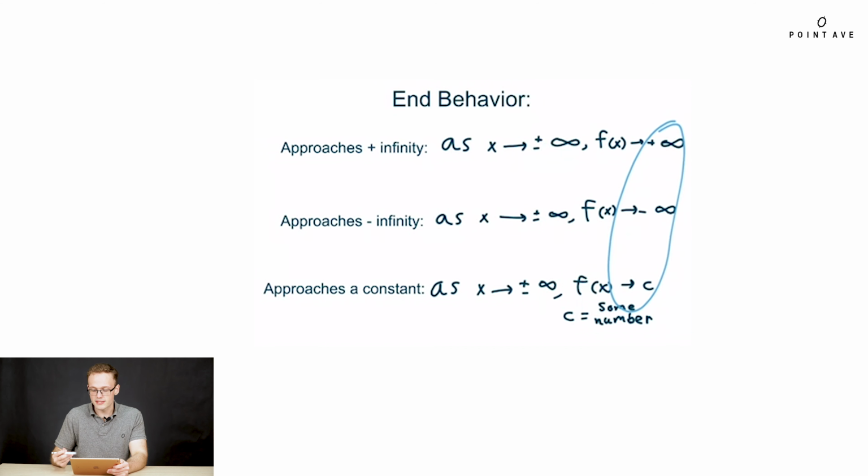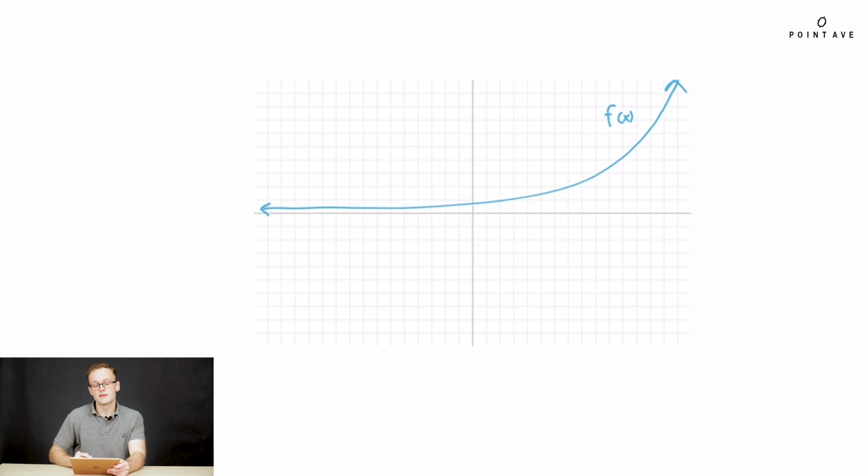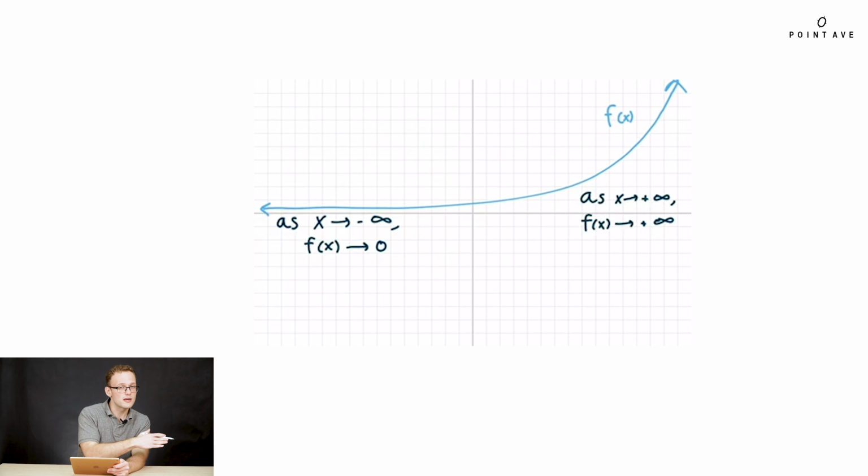So for the three options we see here, we say as x approaches negative or positive infinity, then the function f(x) approaches either, like I said, positive infinity, negative infinity, or a constant number. To see an example of this, we see a function here, which happens to be an exponential, and we would say that as x approaches positive infinity, so to the right, f(x), the value of the function, approaches positive infinity, as we see it going up. To the left, as x approaches negative infinity, we see that it just gets closer and closer to 0, so we say that f(x) approaches 0.